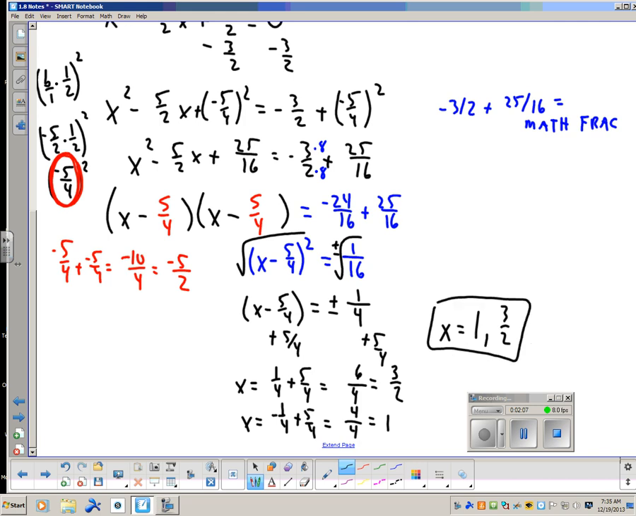Notice it's not a plus or minus answer. It's a 1 and then 3 halves there. Completely kind of different answers there. It's not plus or minus 1. So make sure you go ahead and add that 5 fourths to both of those values. Don't leave it as x minus 5 fourths.